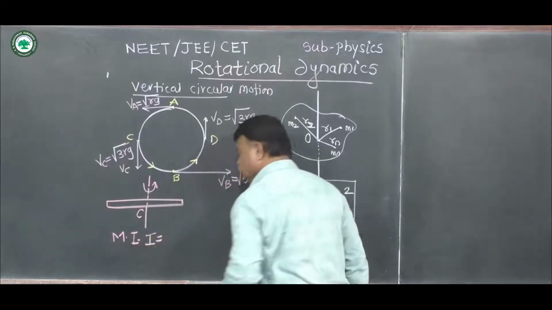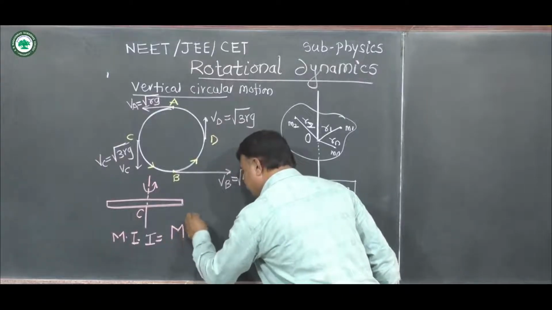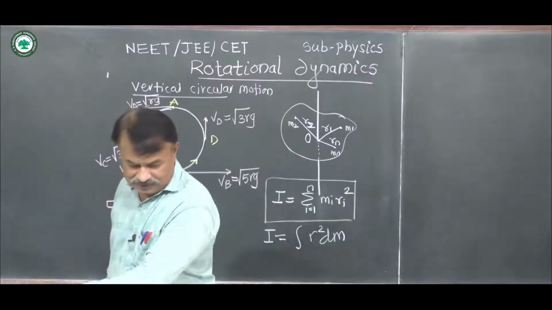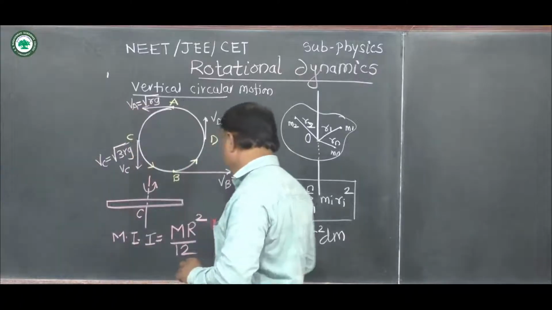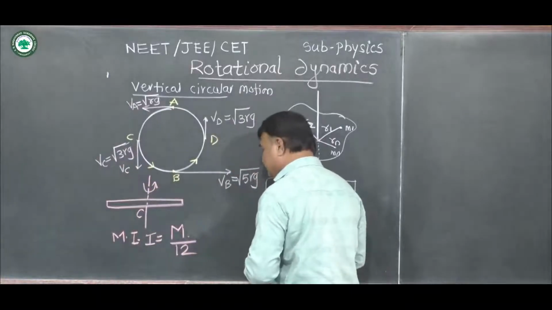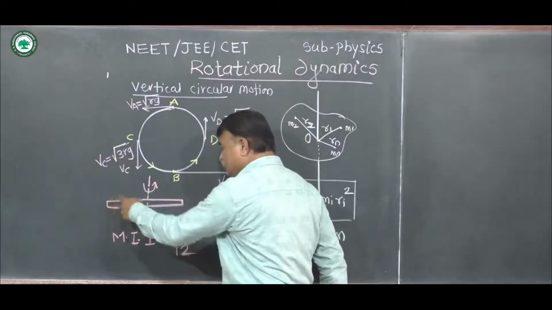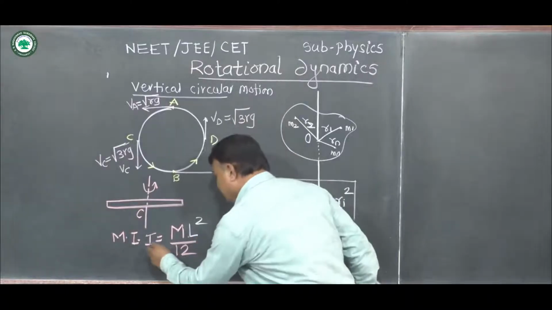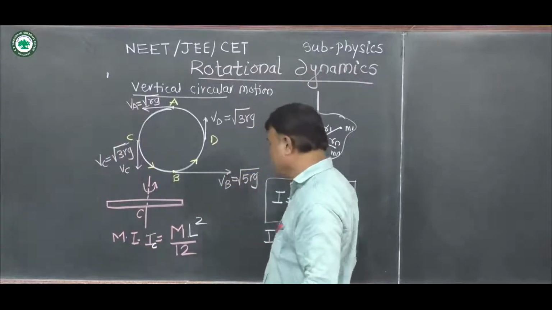I is equal to mr square upon 12. Here we consider length, and therefore instead of r we take length L square, and the total length of the rod is L. So the moment of inertia of a rod rotating about an axis passing through the point C is equal to ML square by 12.